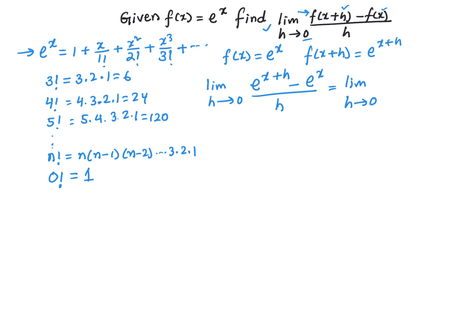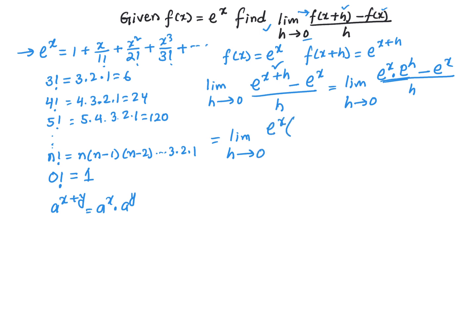Now remember from your algebra class, a to the power x plus y is equal to a to the power x times a to the power y. So similarly, we can write e to the power x plus h as e to the power x times e to the power h, minus e to the power x. Now all of it divided by h. Now what I can do is factor out e to the power x. If I factor out e to the power x, I'm left with e to the power h minus 1, all of it divided by h.